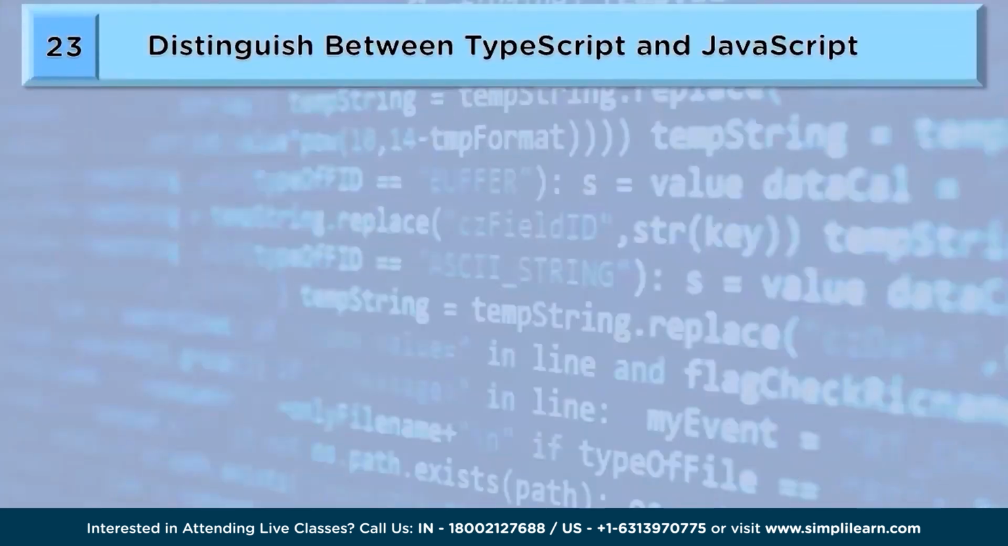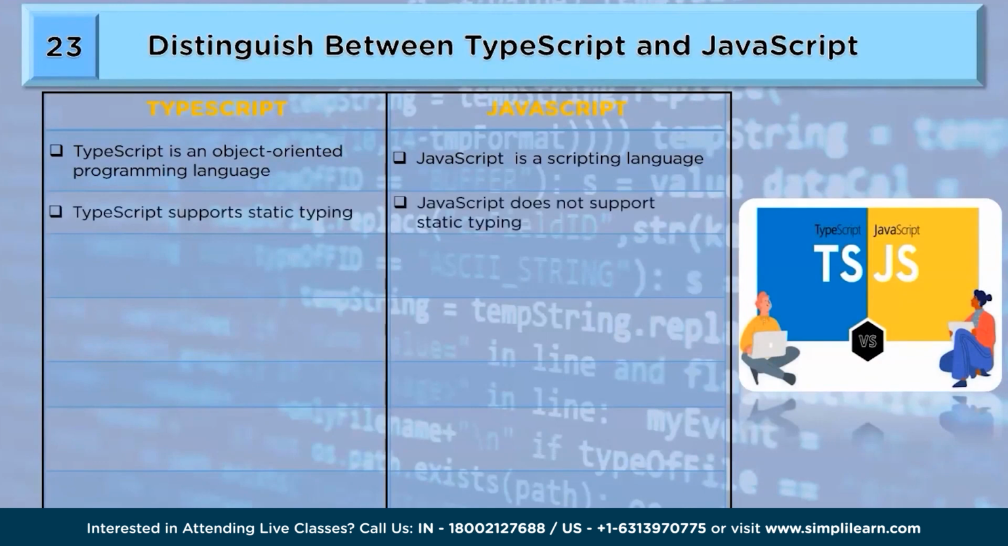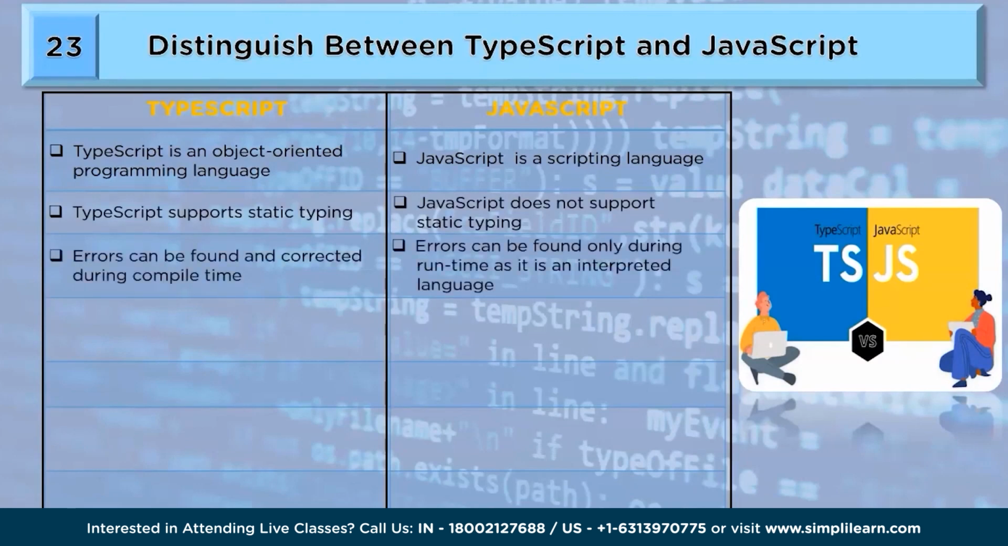Distinguish between TypeScript and JavaScript. TypeScript is an object-oriented programming language, whereas JavaScript is a scripting language. TypeScript supports static typing. JavaScript does not support static typing. In TypeScript, errors can be found and corrected during compile time. In JavaScript, errors can be found only during runtime, as it is an interpreted language.